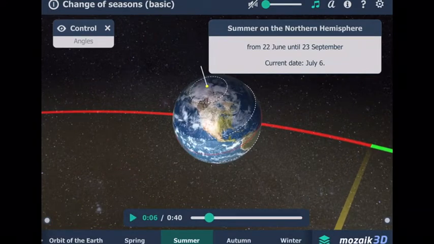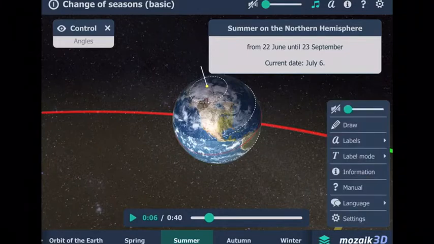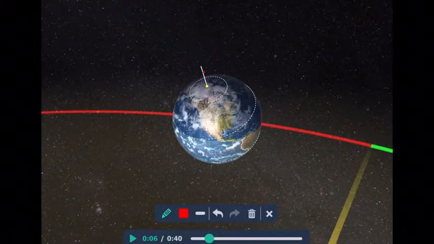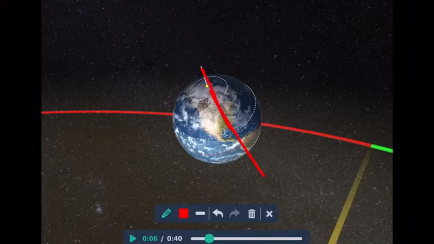Now observe students, at this position the northern side of the earth is tilted towards the sun. The northern side is tilted towards the sun. So this is northern hemisphere.